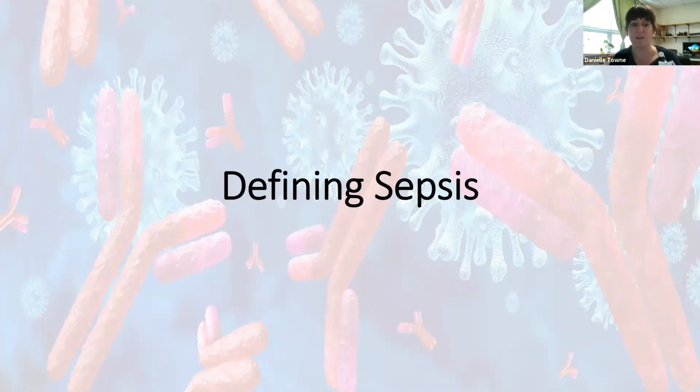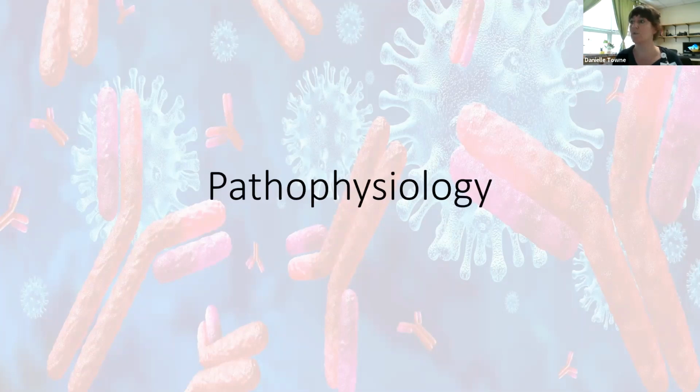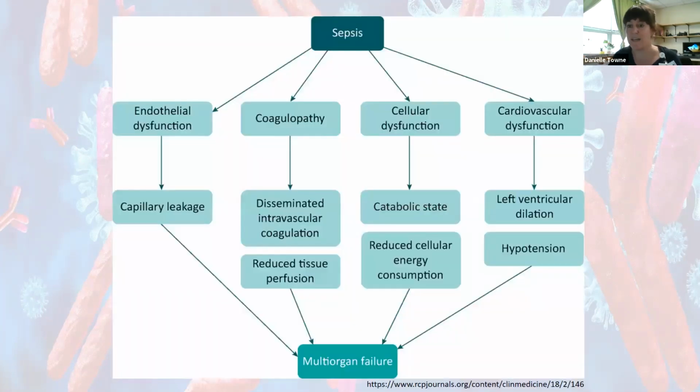It can be very difficult to recognize. It can be challenging to treat. And so just keep that in mind as we go through all of this information, that it is a continuum and that it's not black and white. It does flow pretty freely. So pathophysiology, what do we see?